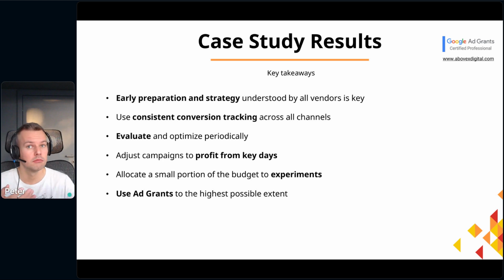Also, you can experiment if you allocate a small part of the budget into experiments. You can try Bing, for instance, like Moderate did. You can try different channels. You can try completely different keywords. And if you see this bringing success, you can scale it up next year. If not, then you won't lose too much because only a small part of the budget has been allocated here.